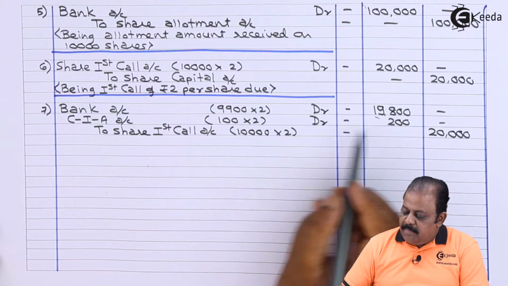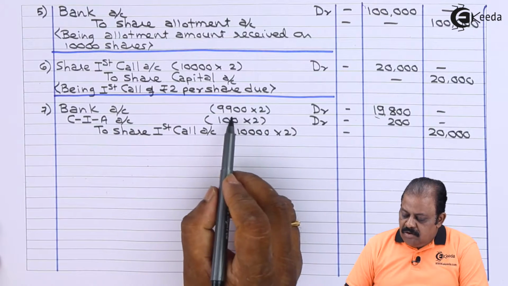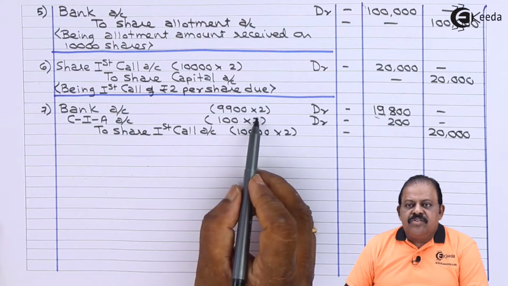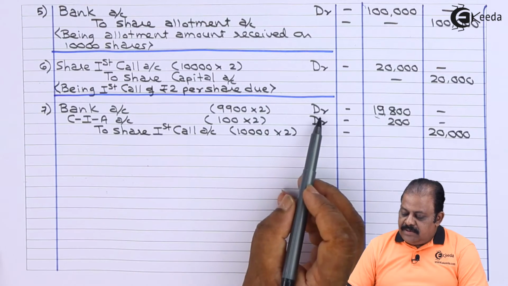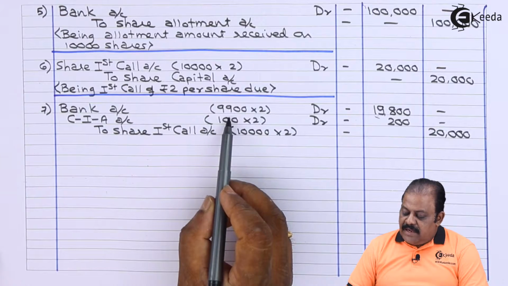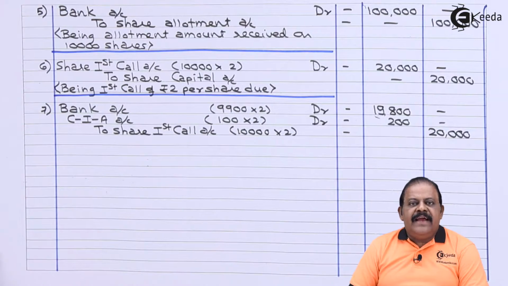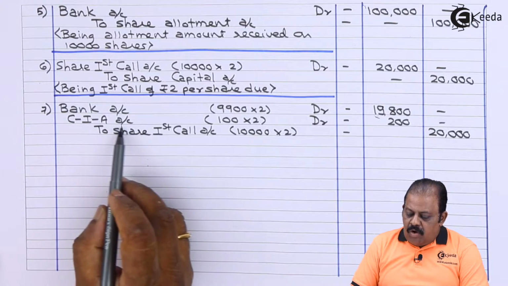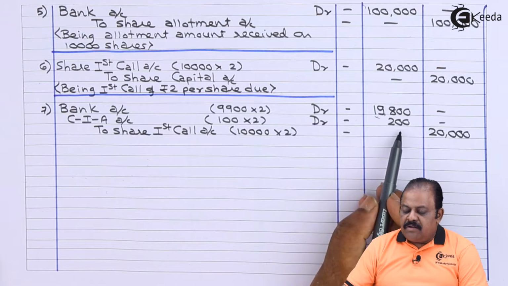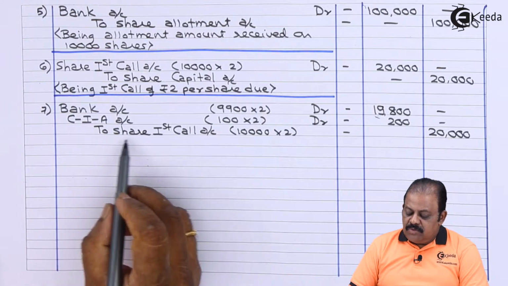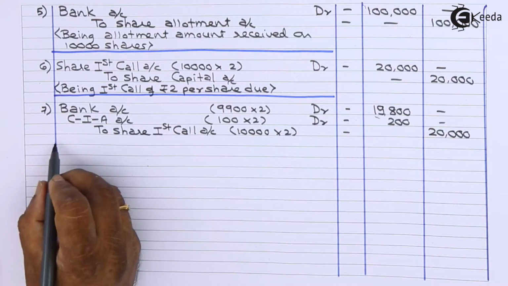Bank account debit 19,800, that is on 9,900 shares rupees 2 per share received. Calls in arrears account debit on 100 shares, 2 rupees per share, 200, to share first call account 20,000.